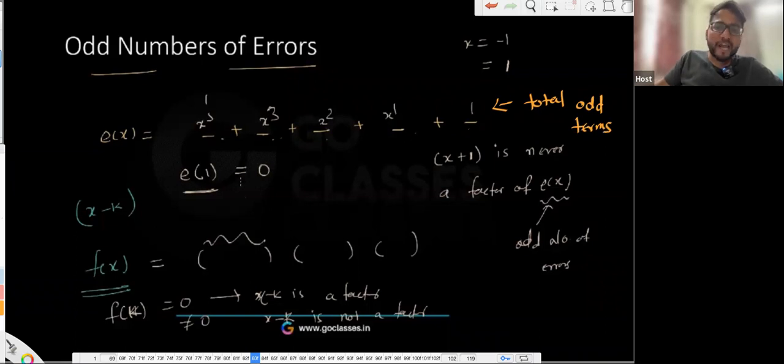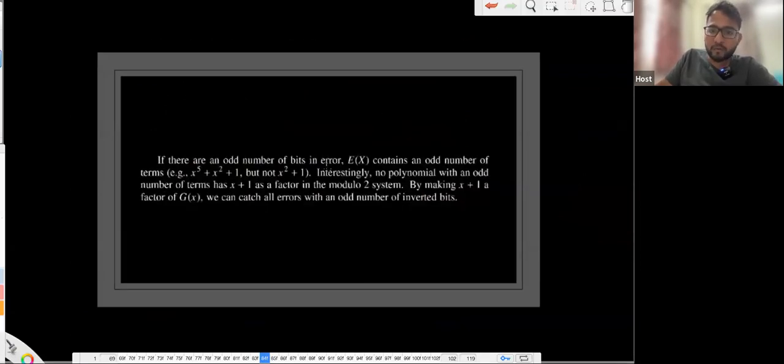Now tell me, can x plus 1 ever be a factor of this? Can x plus 1 divide it? You put 1, then it will be 1 plus 1, an odd number of times, 1 five times, right? So 5 is just 1 again. That is why x plus 1 can never be a factor of this. I mean, x plus 1 can never divide it. So I can say all odd numbers of errors can be detected by x plus 1. Any odd number of errors contains an odd number of terms.